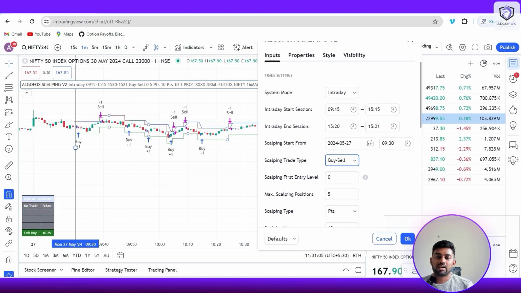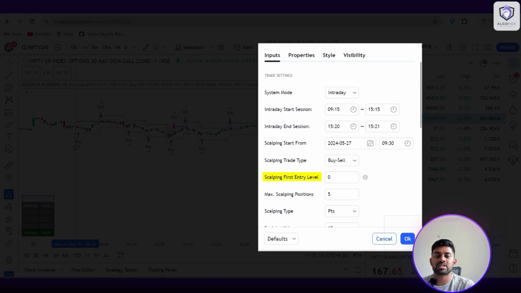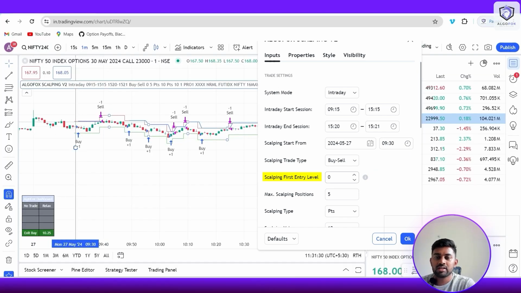Now, in the buy sell or short cover, there are two ways in which you can do it. Here is your scalping first entry level. If you keep it as 0, then at sharp 9:30, whatever is the LTP, we will scalp it there. For example, look at this. If you keep it at 0, then after 9:30, once the candle closes, immediately on the opening of the next candle, we are going to enter a trade. But if you add any particular level here, then we will wait for that particular level to be breached.